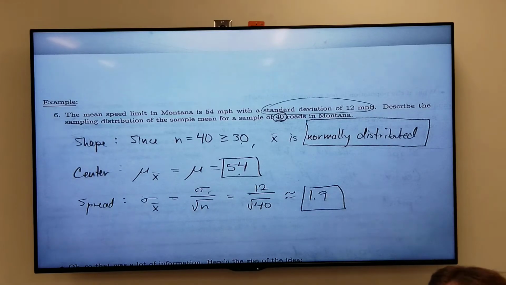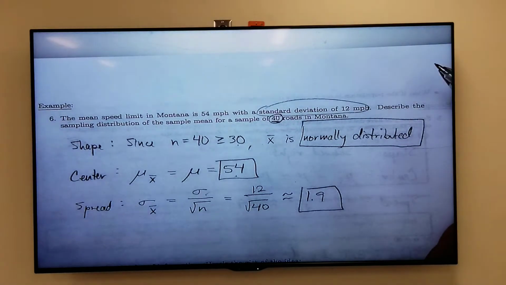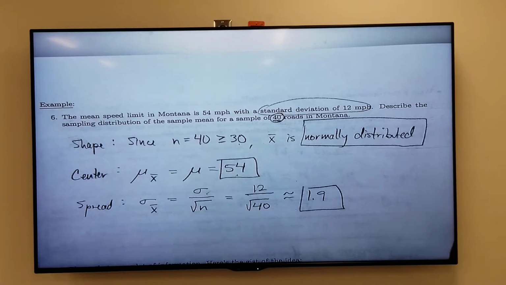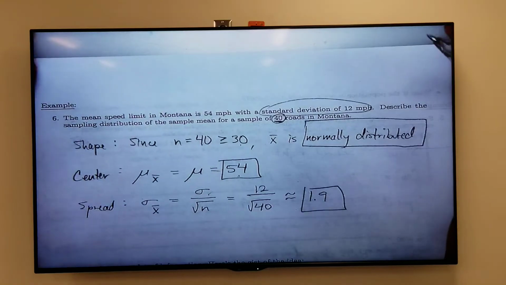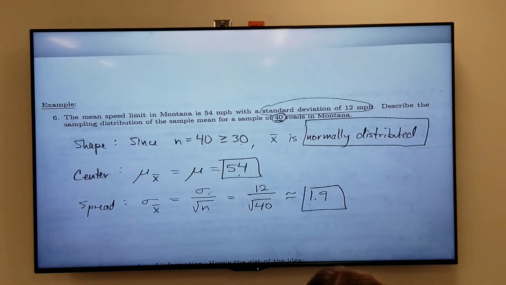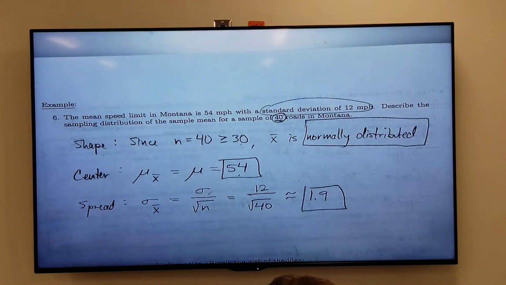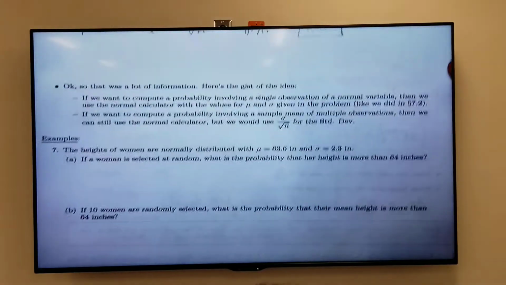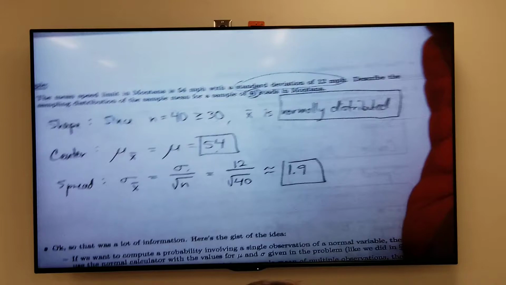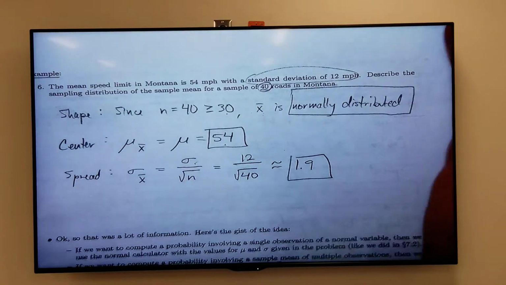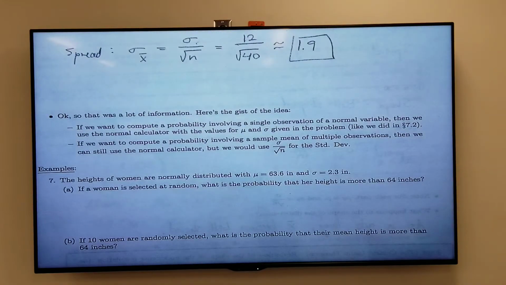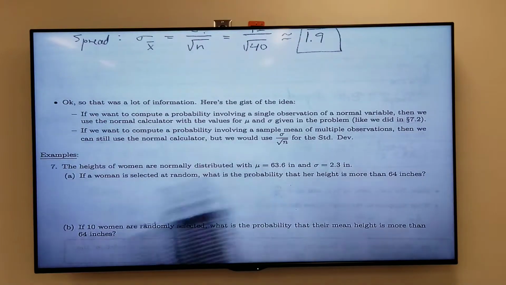So that, in a nutshell, is a summary of what we've discovered in this section. Okay, that is basically what it boils down to. Here's why we want to know that information, right? So this next example is a summary of why we want to know this information. We want to know this information so that we know how to compute probabilities involving x bar. So here's the gist of the idea.